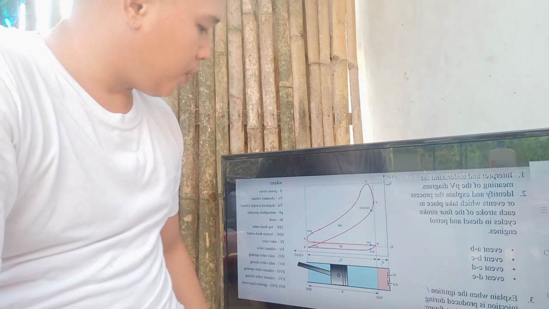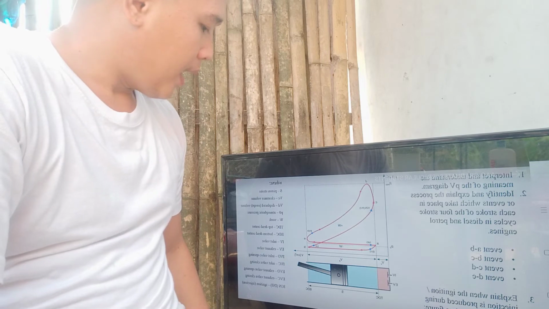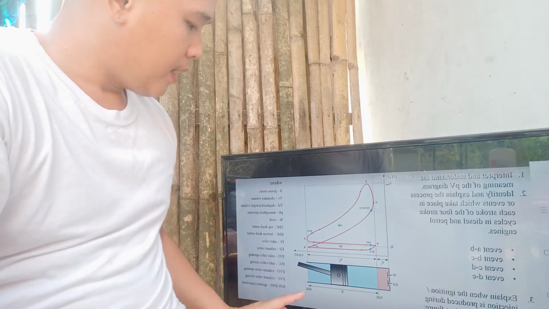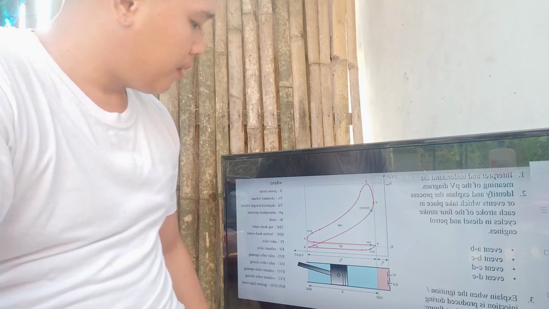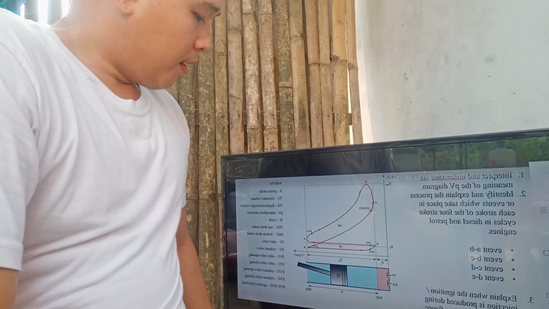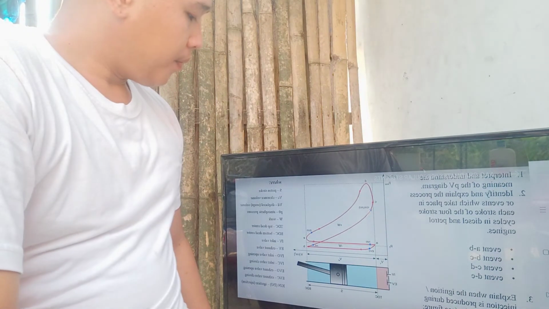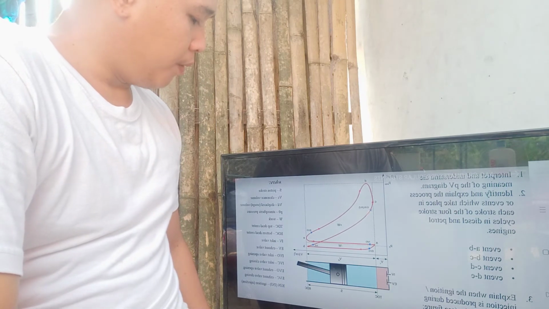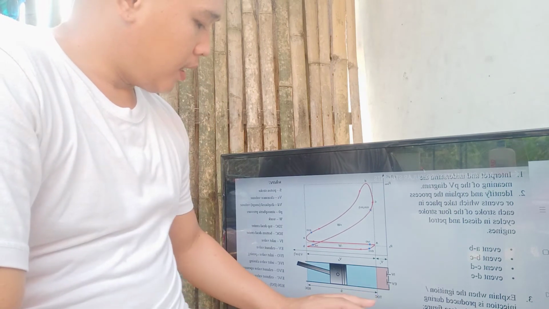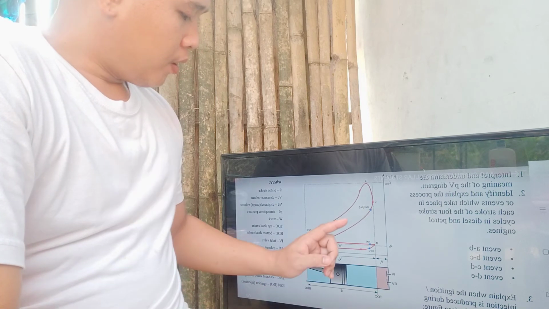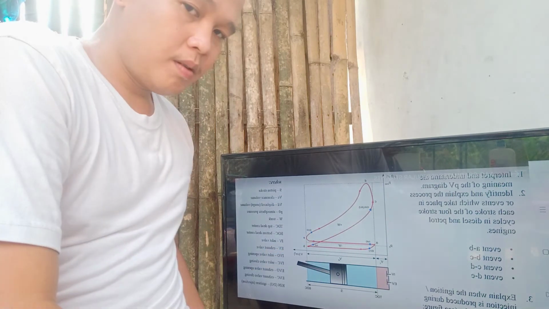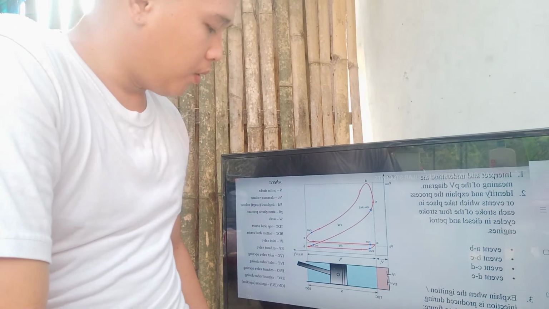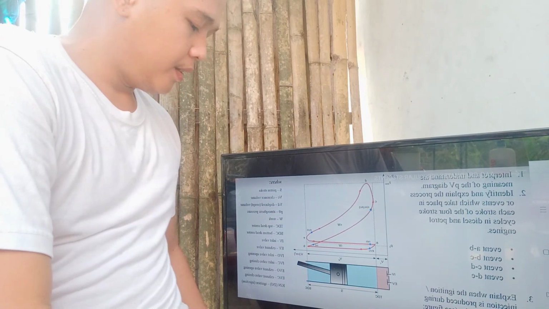And here, exhaust event DE. After the power stroke, the piston is again at the BDC. The volume in the cylinder is again at maximum value. The pressure is around maximum, the piston starts to move towards TDC and is pushing the burnt gases out of the cylinder.